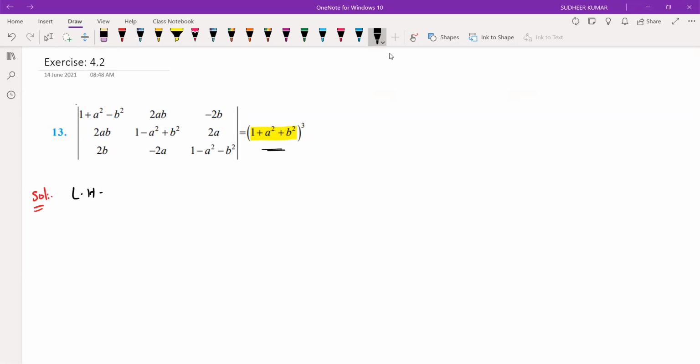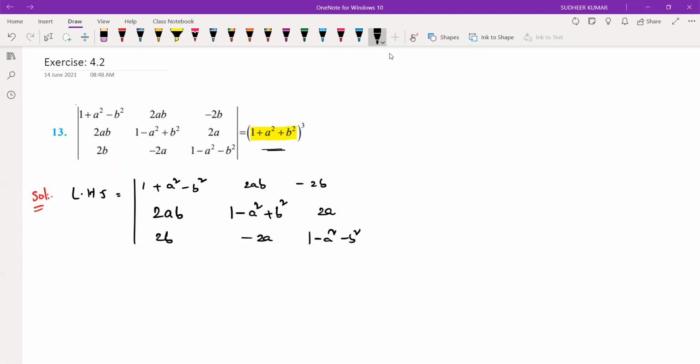Let us start with LHS. 1 plus A square minus B square, 2AB, minus 2B. This is 2AB, 1 minus A square plus B square, and 2A. This is 2B, minus 2A, 1 minus A square minus B square.